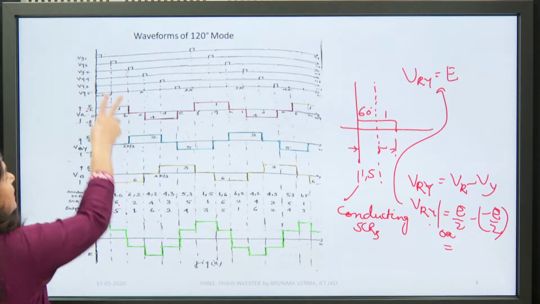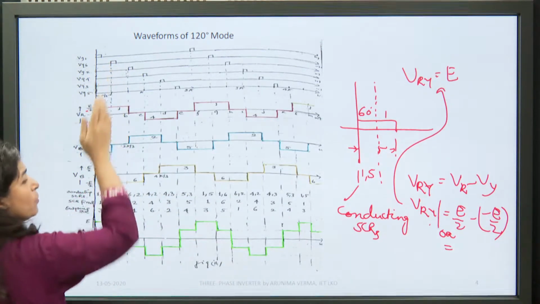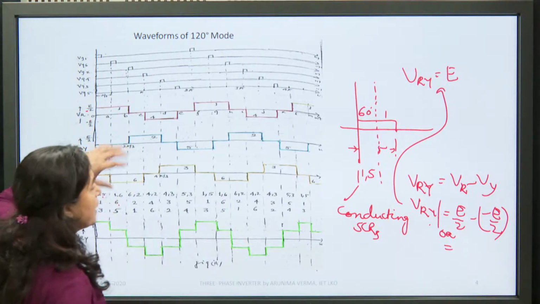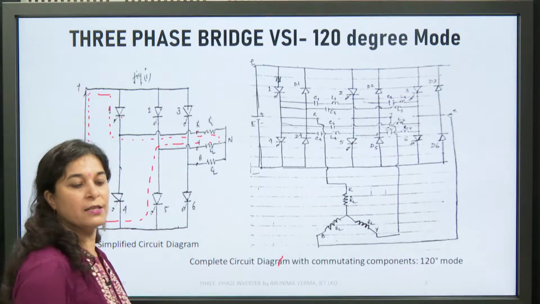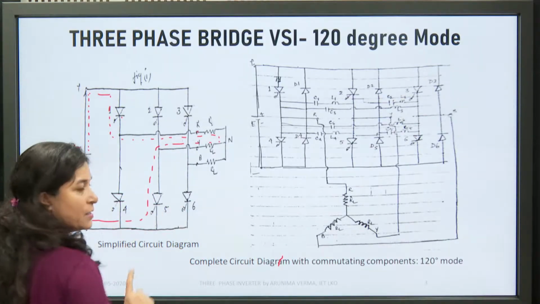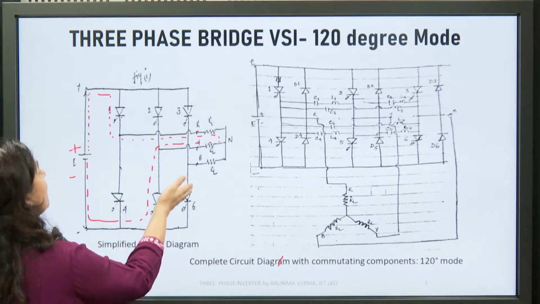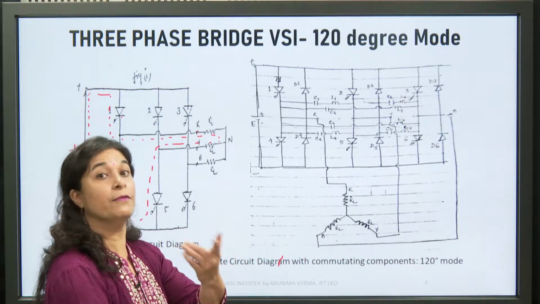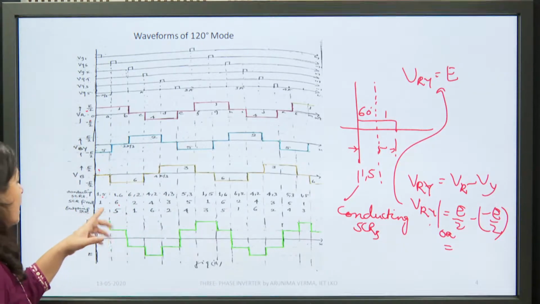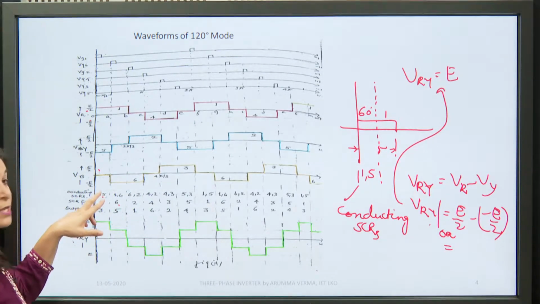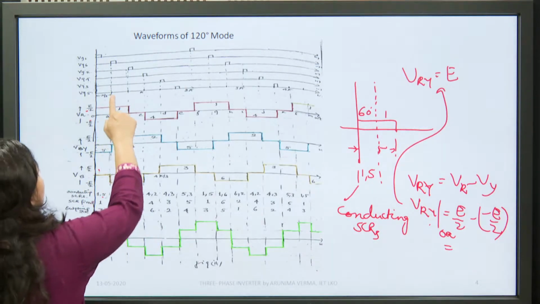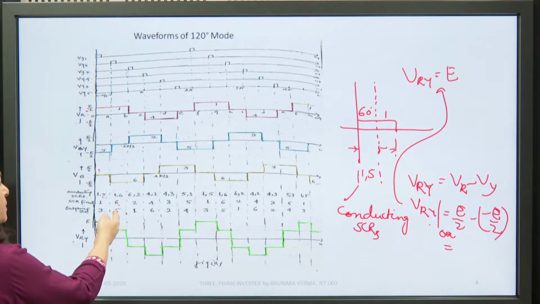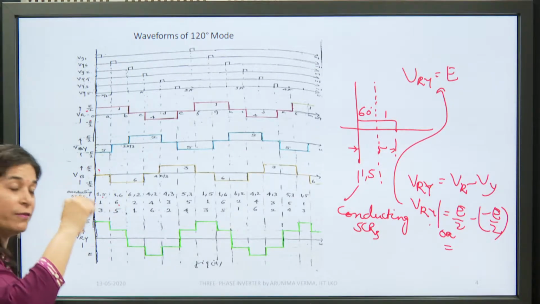Now, next interval after 60-degree you are going to fire another SCR which is SCR 6. Now, SCR 6 is of B phase. As you can see, it is the lower leg SCR and it is connected in B phase. So, definitely it is going to turn off another previously conducting SCR, and previously conducting SCR was SCR 5. So, when you fire SCR 6, the outgoing SCR becomes SCR 5 of Y phase.